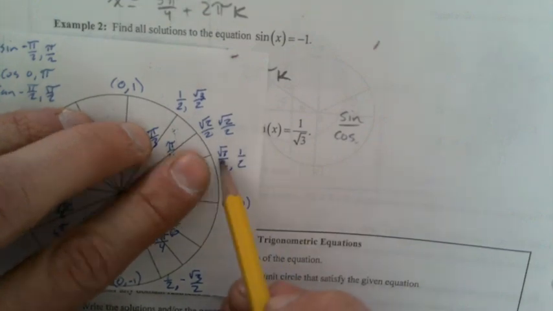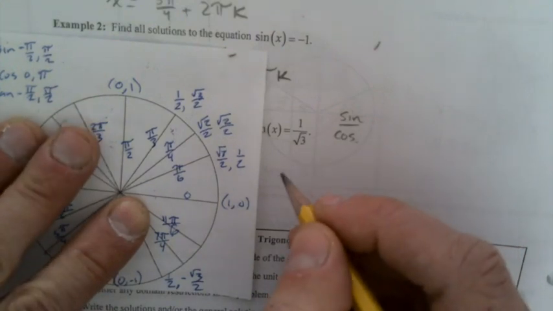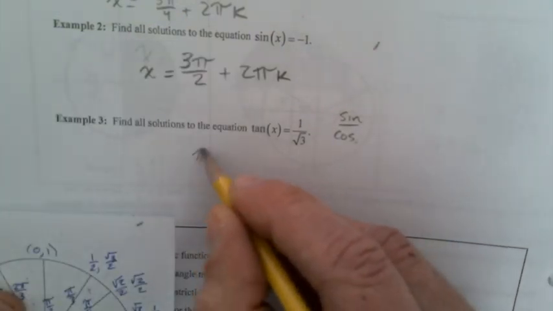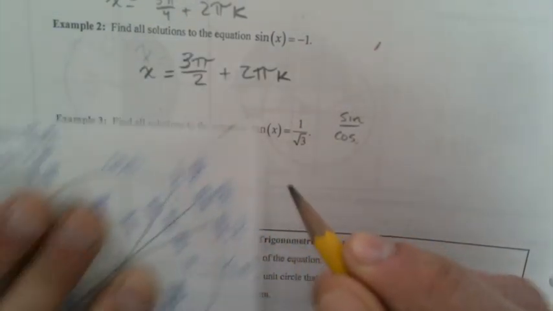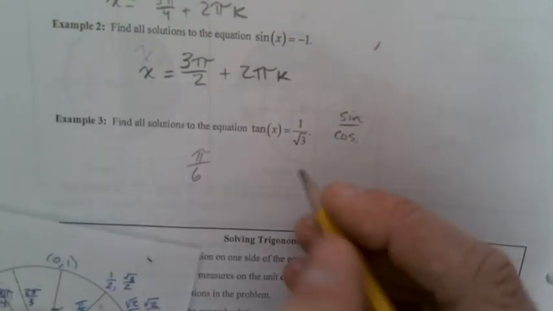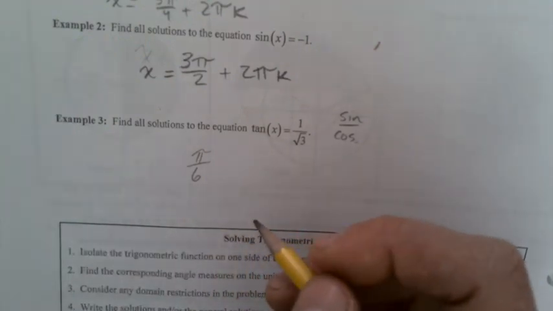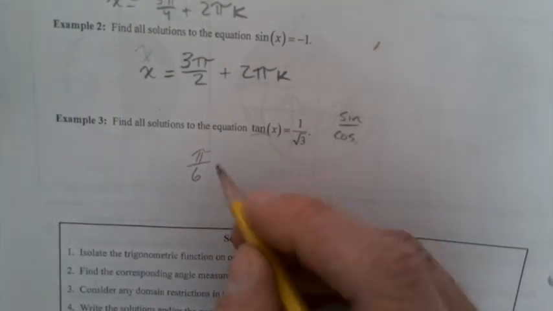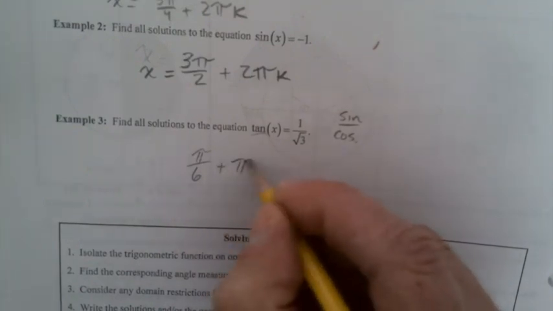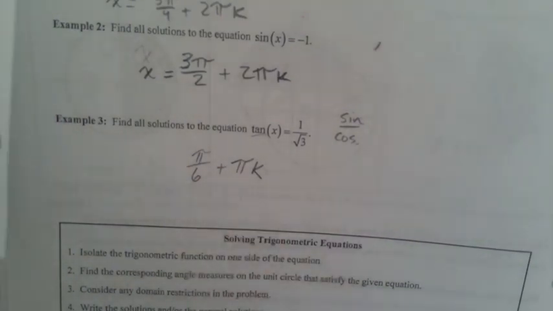1 over root 3 would be right here at pi over 6. So that would work for pi over 6. Does that make sense? And then we need to make sure that we include the period here. So the period would be every pi times k, because the period is 1 pi.